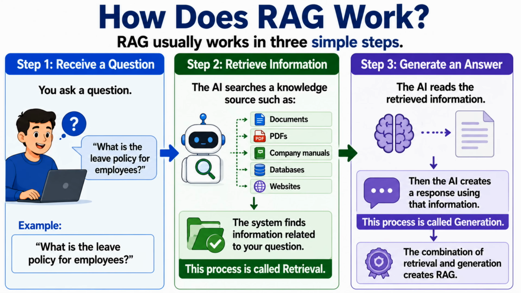Now we will see how RAG works. Step 1. Receive a question. You ask a question, for example, what is the leave policy for employees? Step 2. Retrieve information. AI searches a knowledge source like documents, PDFs, company manuals, databases, and websites. The system finds information related to your question. This process is called retrieval. Step 3. Generate an answer. The AI reads the retrieved information, then creates a response using that information. This process is called generation. The combination of retrieval and generation creates RAG.